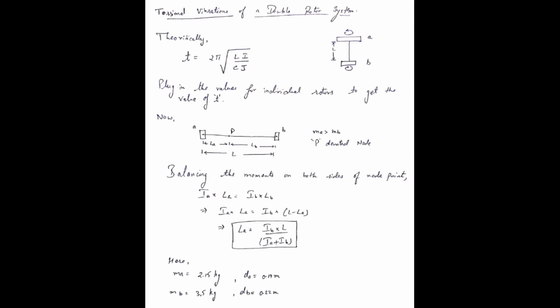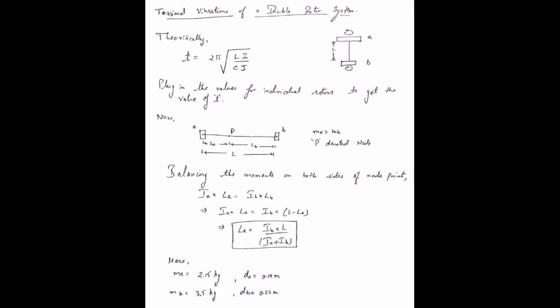We can try to observe that in the setup, and we can also calculate its distance theoretically. Say we have two rotors A and B, mounted on a shaft, and the distance of the node from rotor A is denoted by L_A. So now we can determine this length by balancing the torsional moment on both sides. That is L_A into I_A, length into inertia, is equal to L_B into I_B. Now if the total length of the shaft is L, then L_B can be denoted by L minus L_A. So we can get the equation of L_A as I_B into L divided by I_A plus I_B.